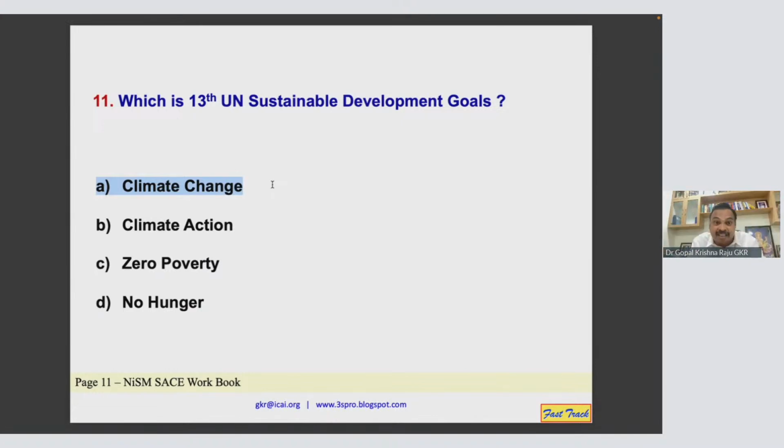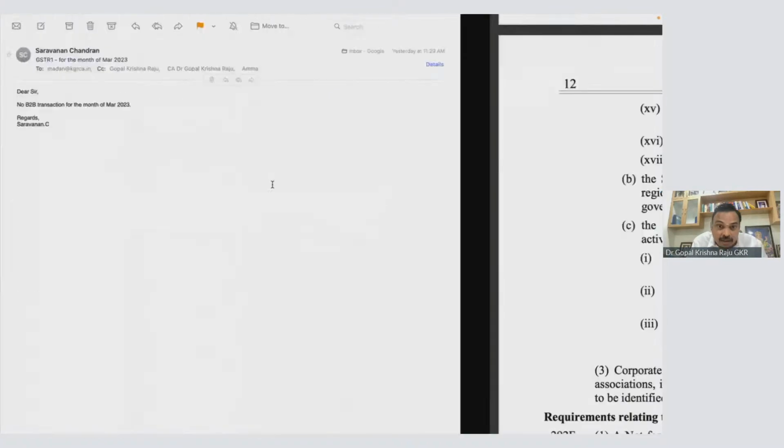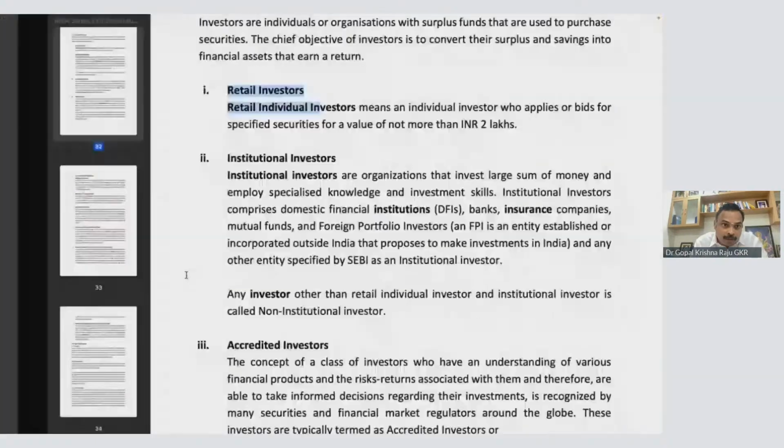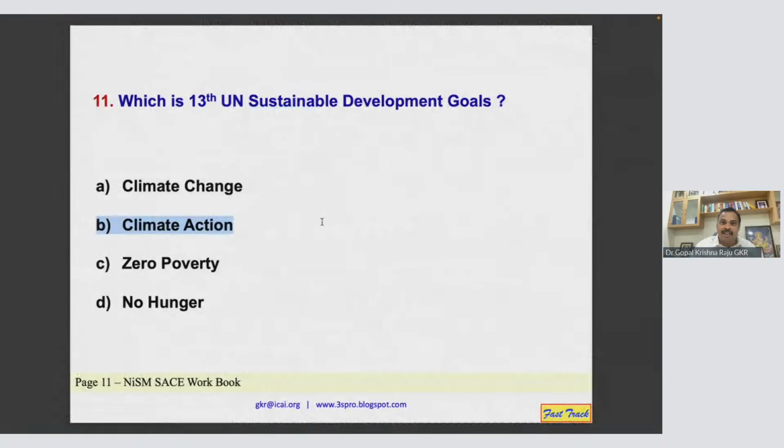India's climate action. Please look at this. 13 is called climate action. It is not climate change. Climate change is automatic. You cannot go and change climate. You have to act to counter the climate change. Climate change is natural. You cannot go and ask the sun not to be so hot. The sun will be hot only. You try to act. So climate action is different from climate change. So the 13th UN Sustainable Goal, 13. So 11B.